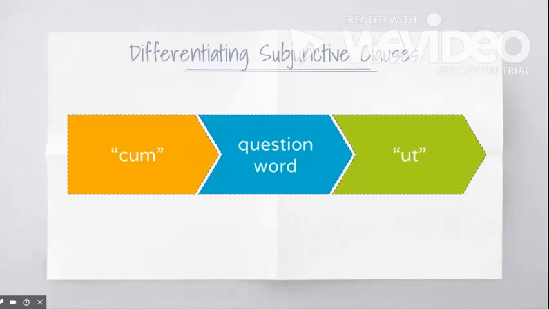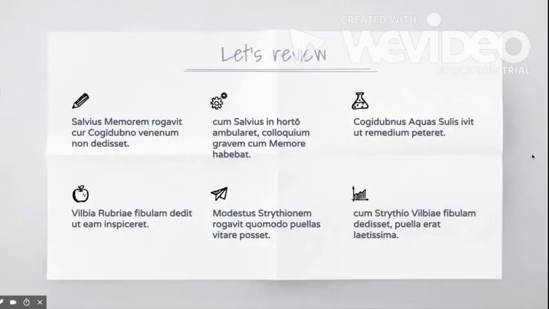If you have a question word in the same part of the sentence that has the subjunctive verb, then you're dealing with an indirect question. And if you have an ut in the same part of the sentence that has the subjunctive verb, then you're dealing with a purpose clause. Let's put this concept into practice.